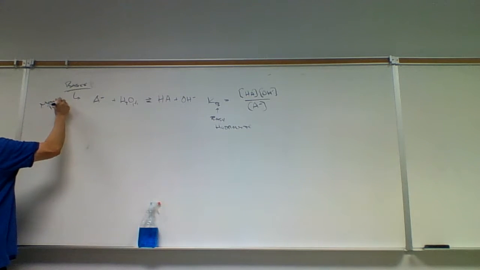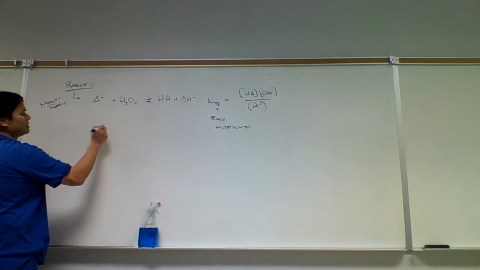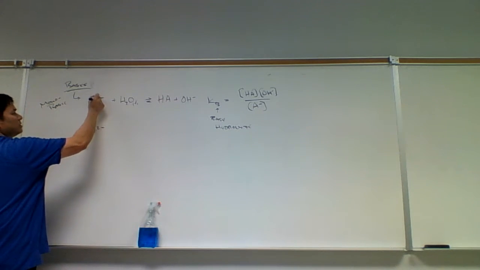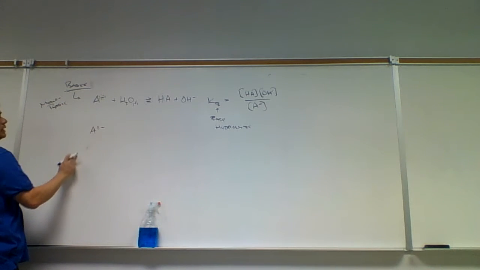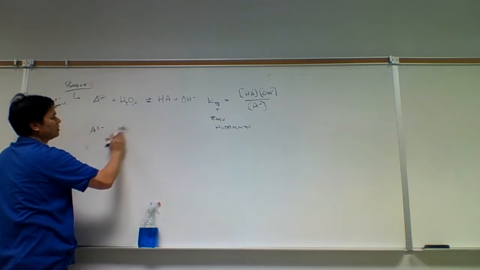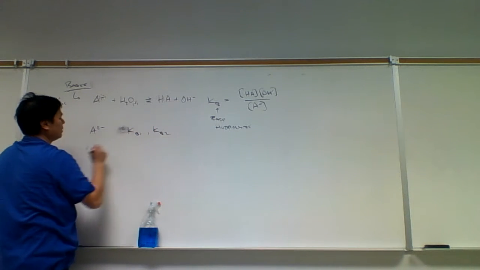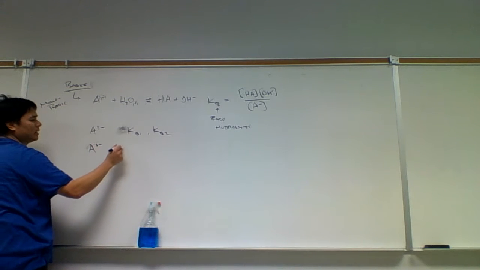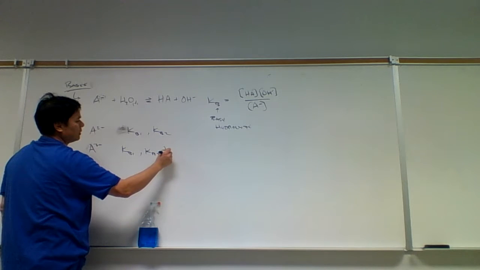We could have dibasic bases and tribasic bases, like an A2 minus. The charge need not be negative; it could be neutral as well. If we have an A2 minus, that would be a dibasic base. And so a dibasic base could undergo two successive hydrolyses, that is KB1 and KB2. We'll look at this later. If we have a tribasic base, A3 minus, we'll have a KB1, a KB2, and a KB3.